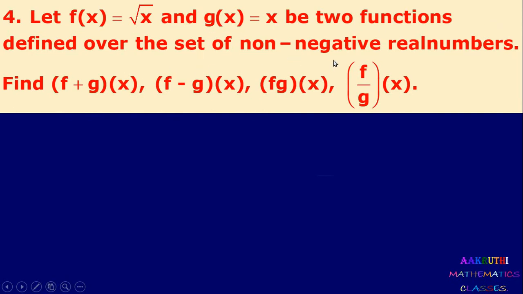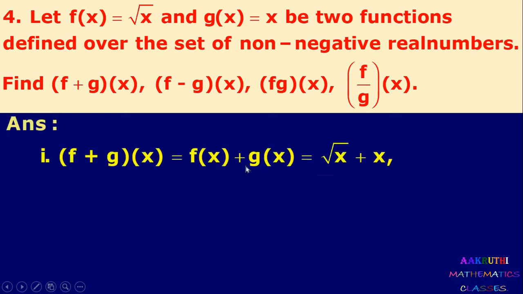defined over set of non-negative real numbers. Here also we have to find f plus g of x, f minus g of x, f into g of x and f by g of x. Now first we have to find f plus g of x. F plus g of x can be written as f of x plus g of x. Now here f of x is root x and g of x is x. Therefore f plus g of x is root x plus x.